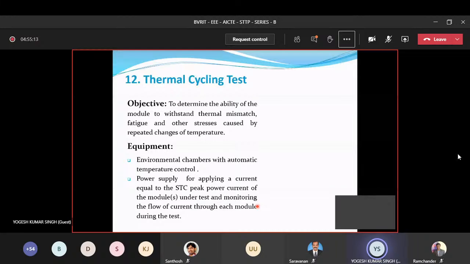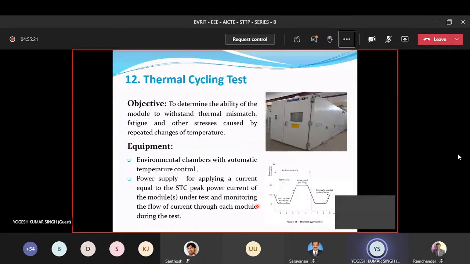In this thermal cycling, first the module will be tested from minus 40 to plus 85 degrees centigrade. If you see this graph, you can find the different values. At minus 40 degrees, the minimum dwell is 10 minutes, and then again it returns to that particular condition. This will happen 200 times.